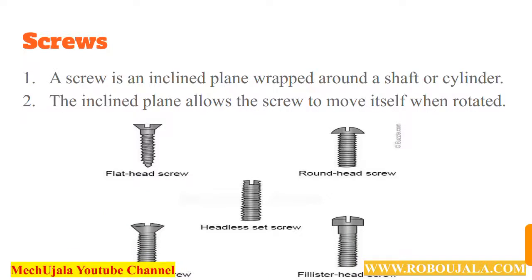Now screws. A screw is an inclined plane wrapped around a shaft or cylinder. The inclined plane allows the screw to move itself when rotated. So we are using a screw for downward movement, and because of screws we can tighten things. So this is also a form of simple machine.